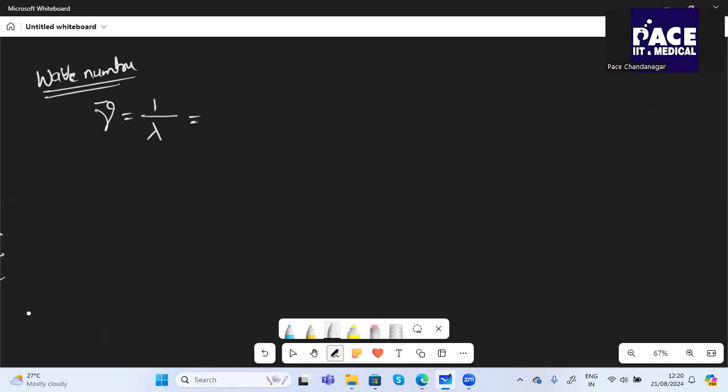And this is always equal to Rydberg's constant into 1 by n initial square minus 1 by n final square, in case the electron is moving from one orbit to another orbit. So these initial and final n values are associated with the number of the orbit, and R_H stands for Rydberg's constant.